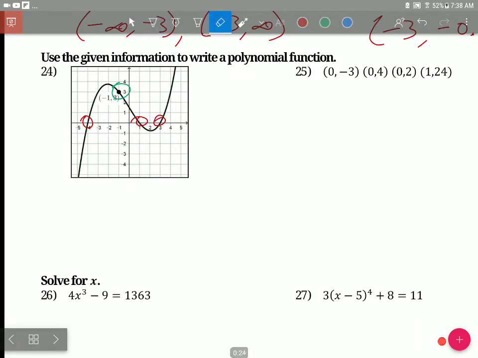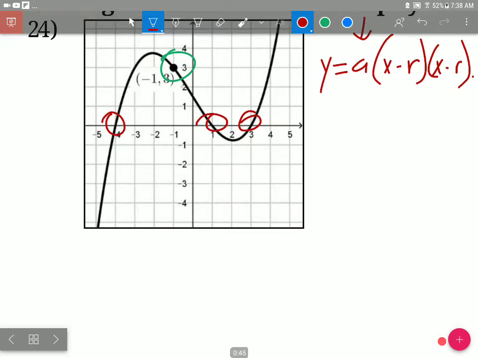All right, and we're basically going to use the idea that the equation is going to be y equals a, that's my scale factor, times x minus my roots. I'll put an r there for root, x minus root, however many there are. Okay? So for number 24, I've got to write a little bit small.